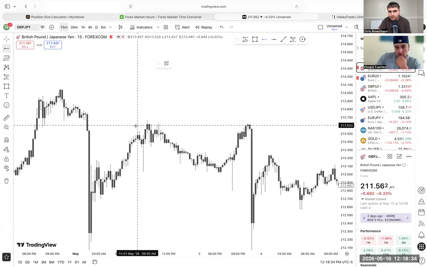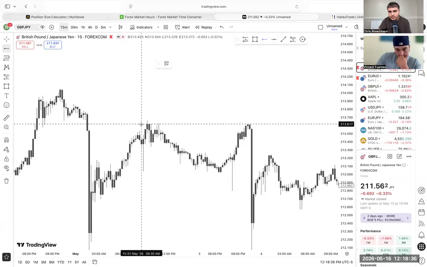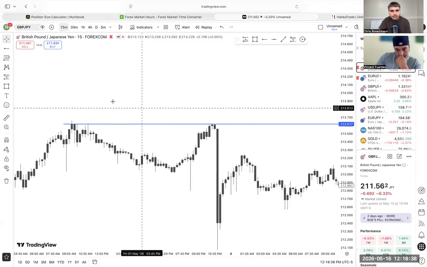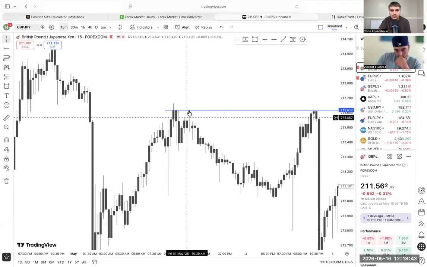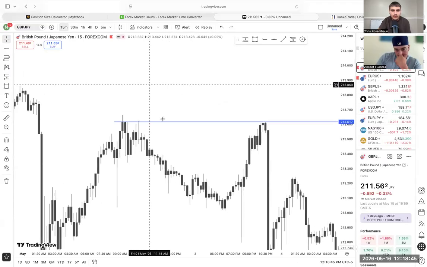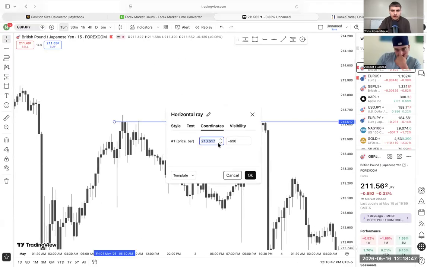So you see where price touched the most right here? I'm gonna put it right there. Price touched the most right here. This is where the candle wicks were touching the most. So you just double click, round it up to your nearest whole number.